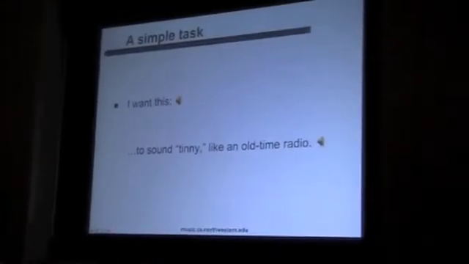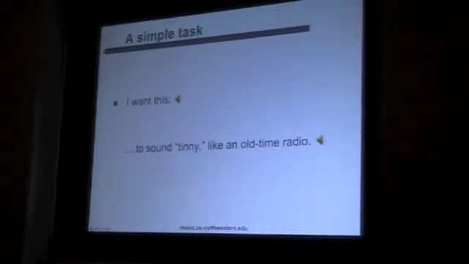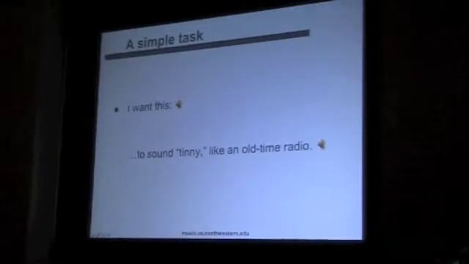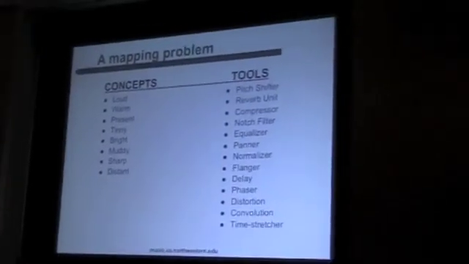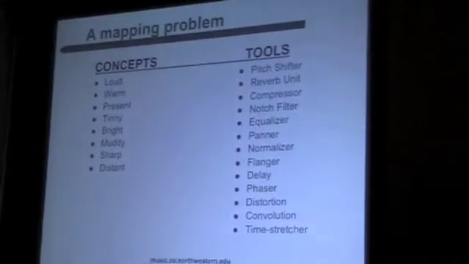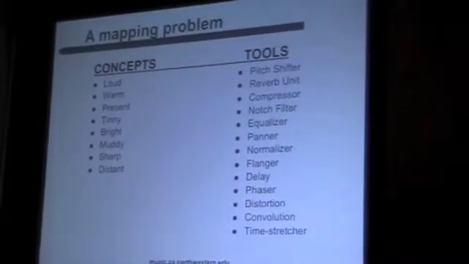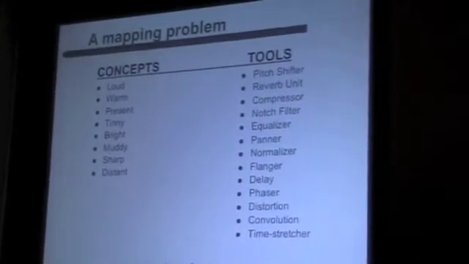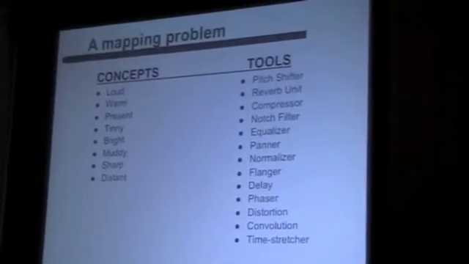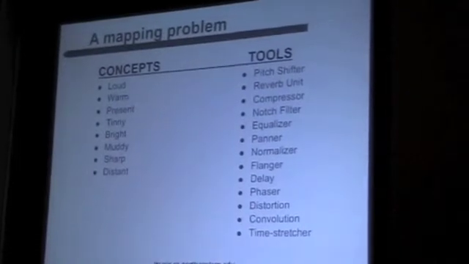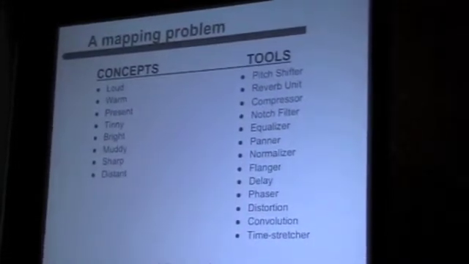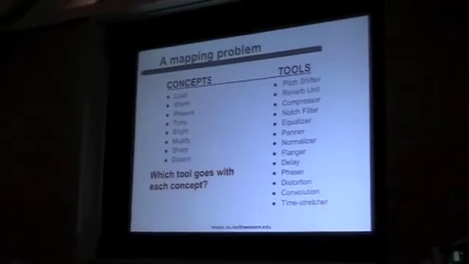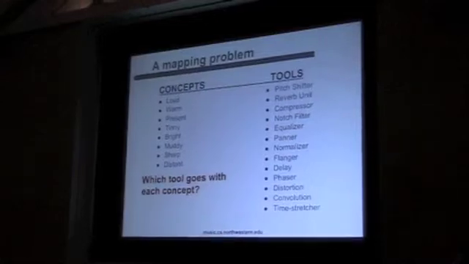So what I would do is go to something like Pro Tools or Adobe Audition or one of these products and go ahead and pick the tinny tool. Only there isn't a tinny tool. If you think about it, there isn't even a loud tool. It's called volume, or a warm tool, or a muddy tool, or a sharp tool, or a bright tool, or any of the adjectives people often use in English to describe sound. Instead, we have panners and normalizers, flangers, phasers. So there's a problem here that there's a mapping issue, tools to concepts.